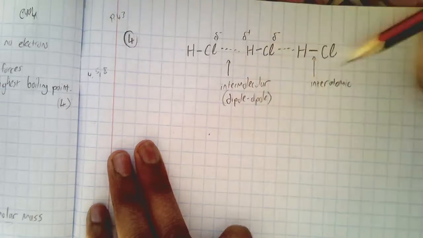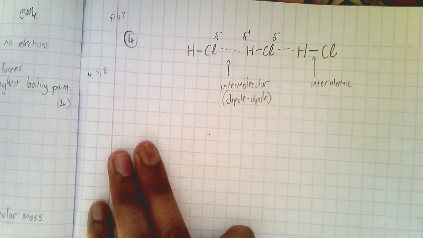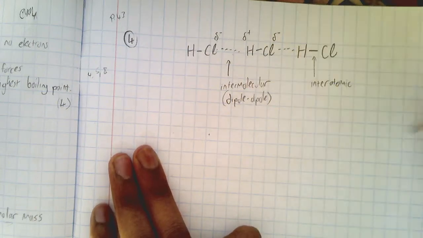Because of the partial dipoles. It's not hydrogen bonding only because this is chlorine and not one of the 3 special elements, fluorine, oxygen, and nitrogen. So just because there's a hydrogen doesn't mean hydrogen bonding. You need the hydrogen and you need the fluorine, oxygen, or nitrogen. And that's the intermolecular force.